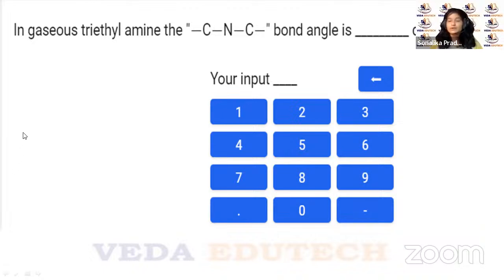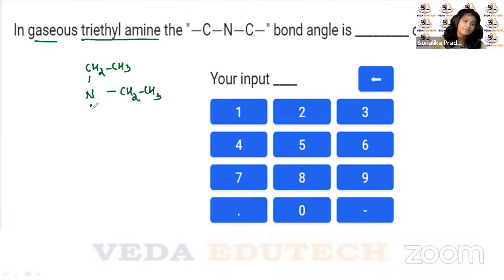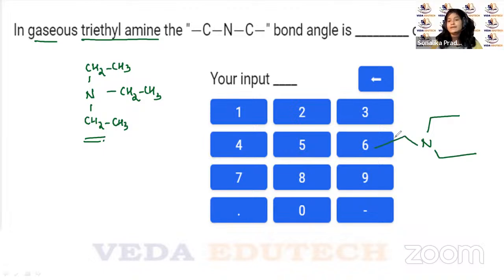Okay, children, so let's talk about this question. What is being asked in this question? We're talking about gaseous triethylamine here. Triethylamine is nothing but N with three CH2CH3 groups. Yes, children, so this is your gaseous triethylamine. Talking about this, here it is asked the C-N-C angle. This is the angle that is being asked to us, right?